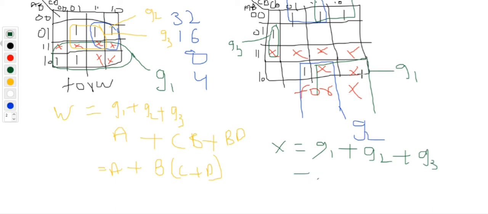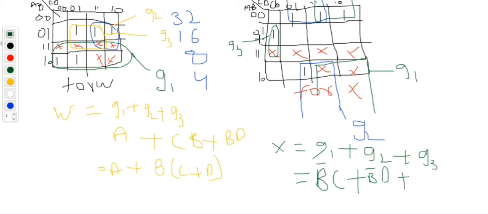When we consider G1, we get 1 0 and 0 0 on the left side. From them 0 is common, so we write B complement. Next, looking at the top side, we get 1 1 and 1 0. From them 1 is common, so we write C here. For group 2, we get 1 0 and 0 0. From them 0 is common, that means B complement is common here. Next, when we see this side, we get 0 1 and 1 1. From that D is common.